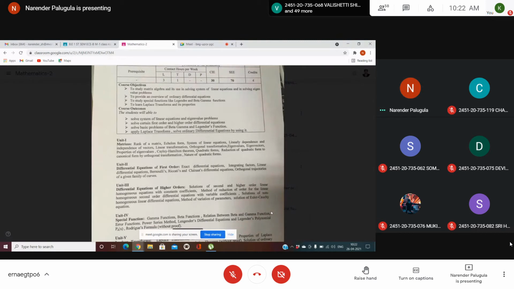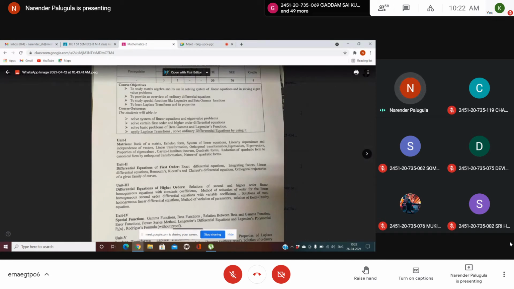Unit 4 is special functions. There are some special functions in mathematics. Using those functions, we can evaluate improper integrals and solve complicated differential equations. These are the applications. The applications of these special functions are that we can evaluate improper integrals, a very important topic. In this unit we have only three topics: gamma function, beta function, and error function. And some other special functions are there: Legendre polynomials and Bessel functions.